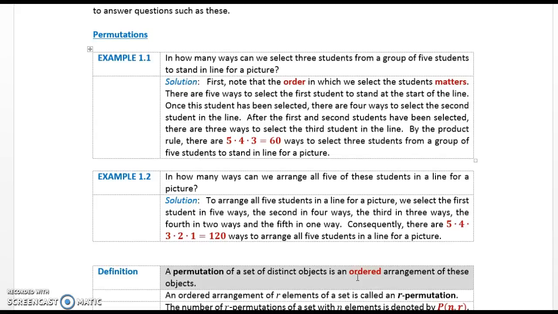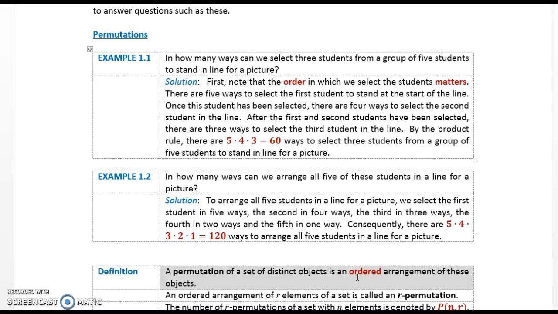Permutations. Example 1.1. In how many ways can we select 3 students from a group of 5 students to stand in line for a picture? Solution. First, note that the order in which we select the students matters. There are 5 ways to select the first student to stand at the start of the line. Once this student has been selected, there are 4 ways to select the second student in line. After the first and second students have been selected, there are 3 ways to select the third student in line. By the product rule, there are 5 times 4 times 3 equals 60 ways to select 3 students from a group of 5 students to stand in line for a picture.